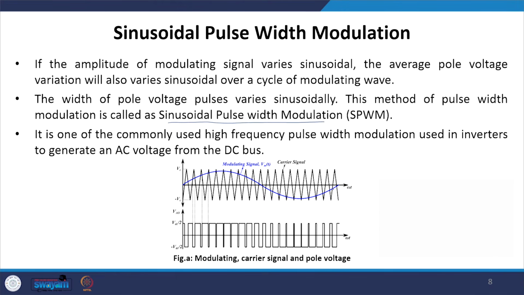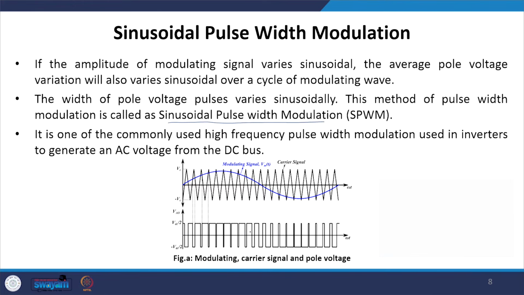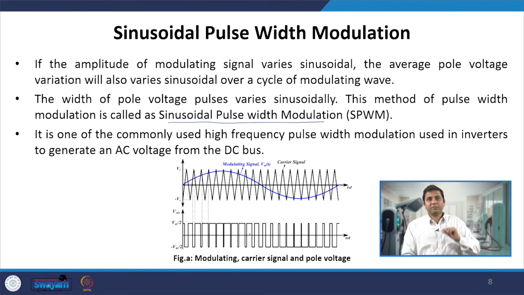And we can also see that this is the average pole voltage variation, but actually, instantaneously, the pole voltage has pulses which vary sinusoidally over the line cycle. So if the amplitude of this modulating wave varies sinusoidally, we can ensure that the width of the pole voltage pulses will also vary sinusoidally and switch between VDC by 2 and minus VDC by 2, and this is why it is called sinusoidal pulse width modulation, because the width of the pole voltage pulses varies sinusoidally.